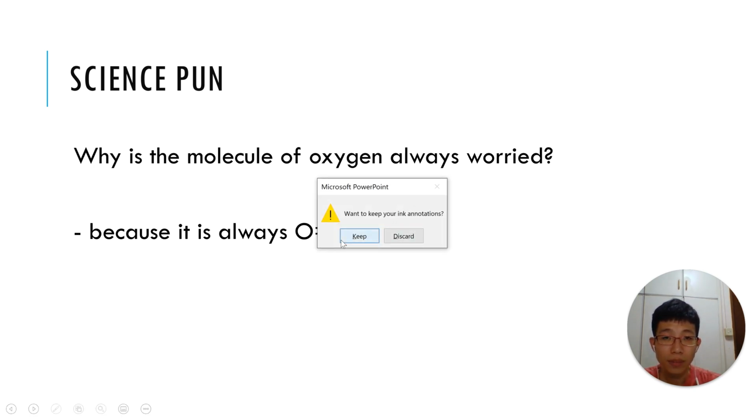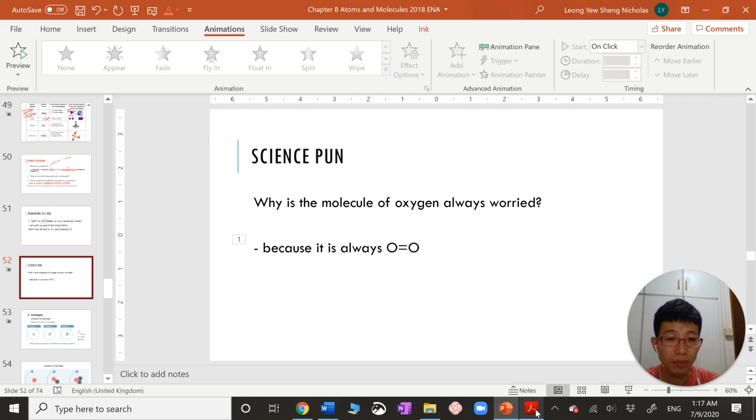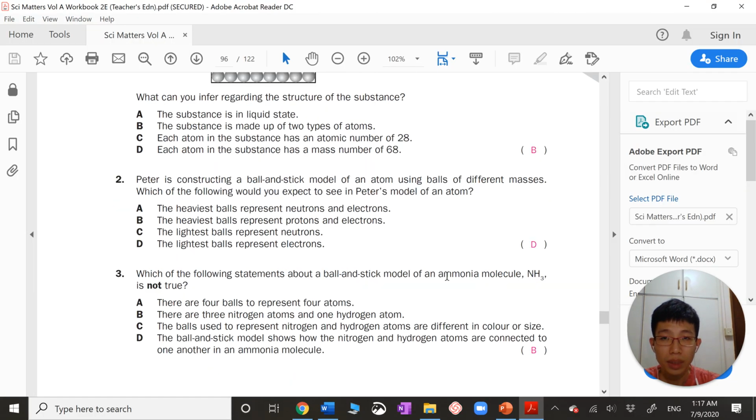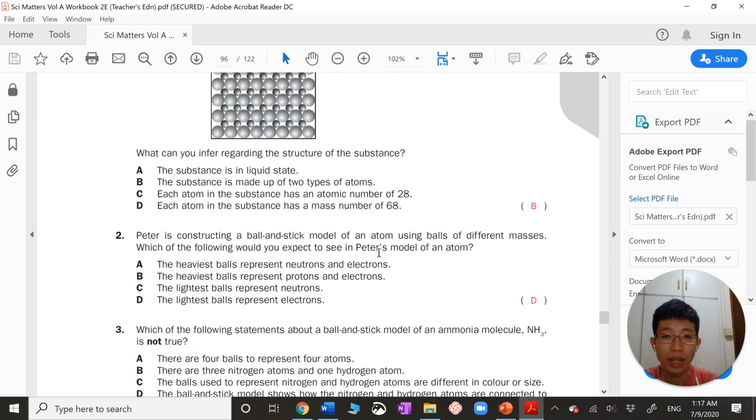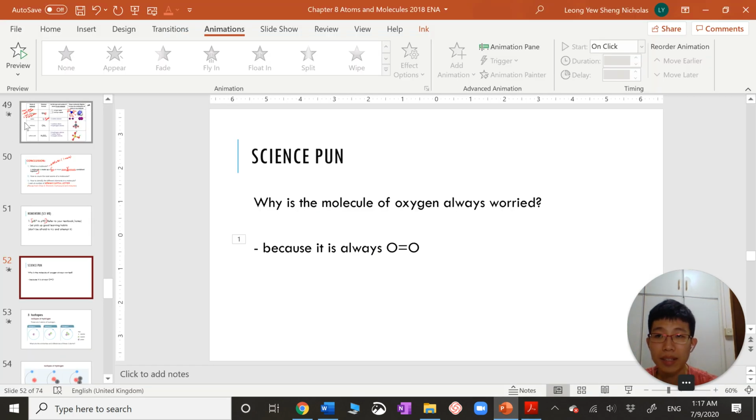Okay, so let's move on to the workbook. Page 87. So I need to highlight to you what is a ball and stick model. This one. So this ball and stick model is basically what we have seen earlier on, which is the molecular diagram. Looks like this one.